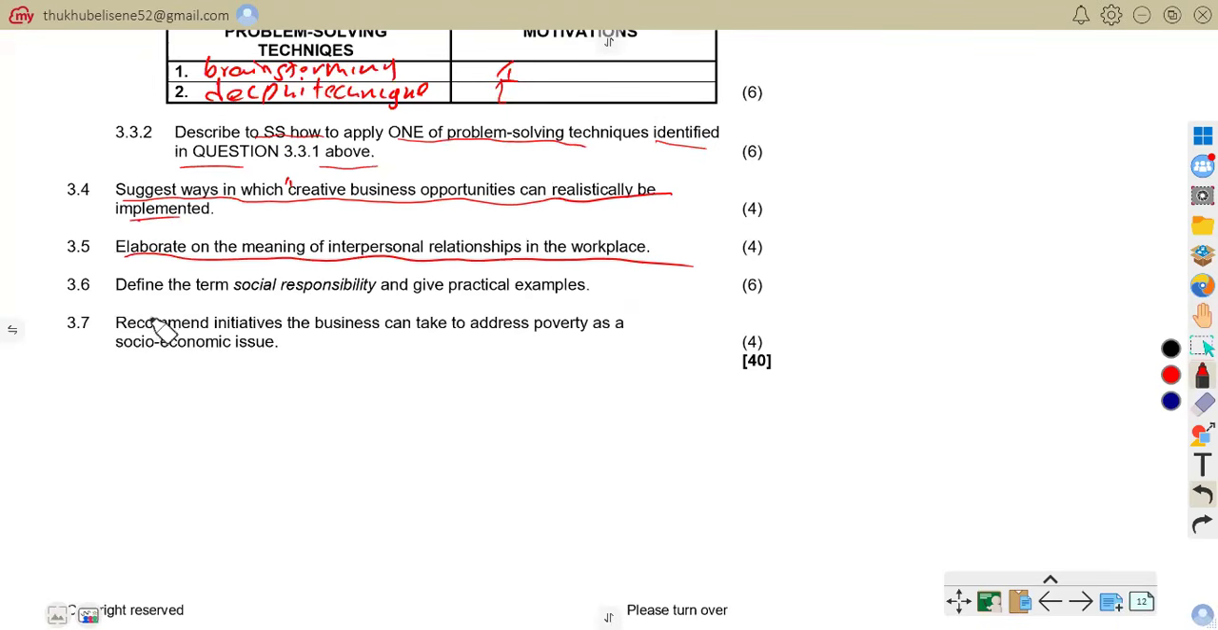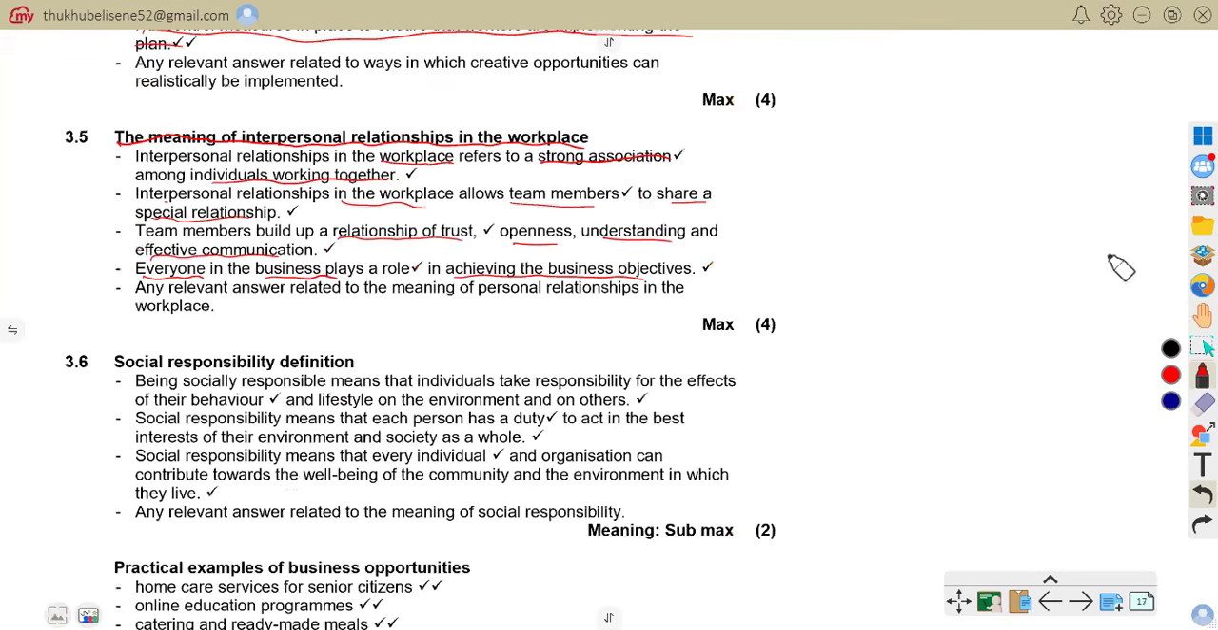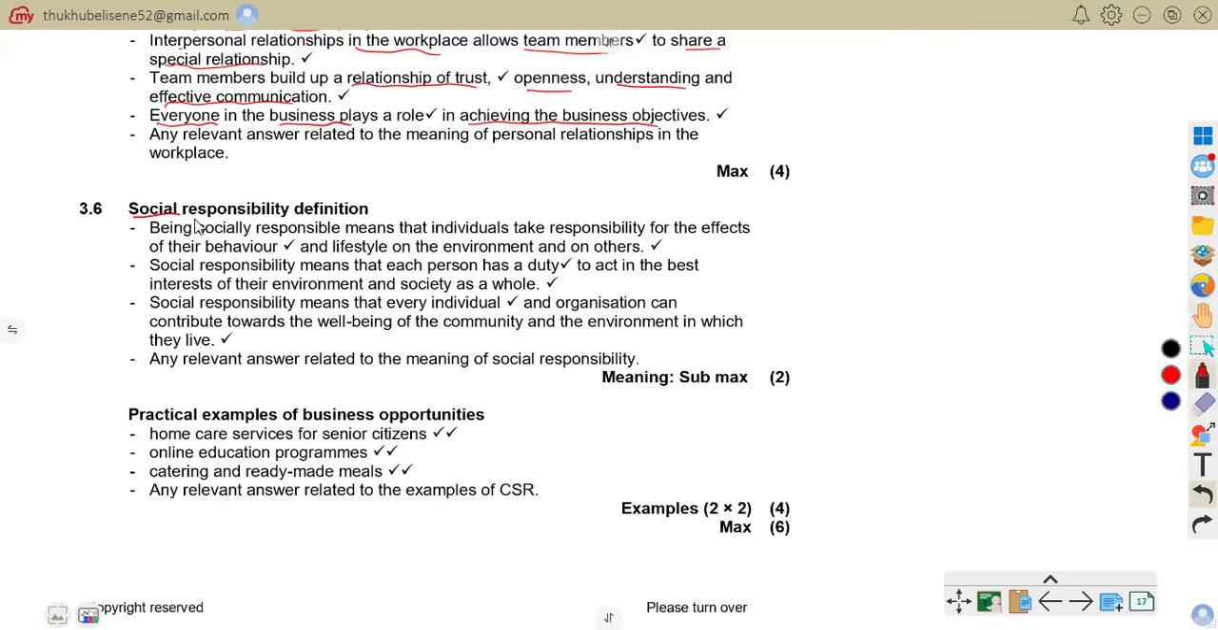Now we are on 3.6. Define the term social responsibility and give a practical example. Social responsibility definition: being socially responsible means that individuals take responsibility for the effects of their behavior and lifestyle on the environment and on others. Social responsibility means that each person has a duty to act in the best interest of the environment and society as a whole, which is very important.